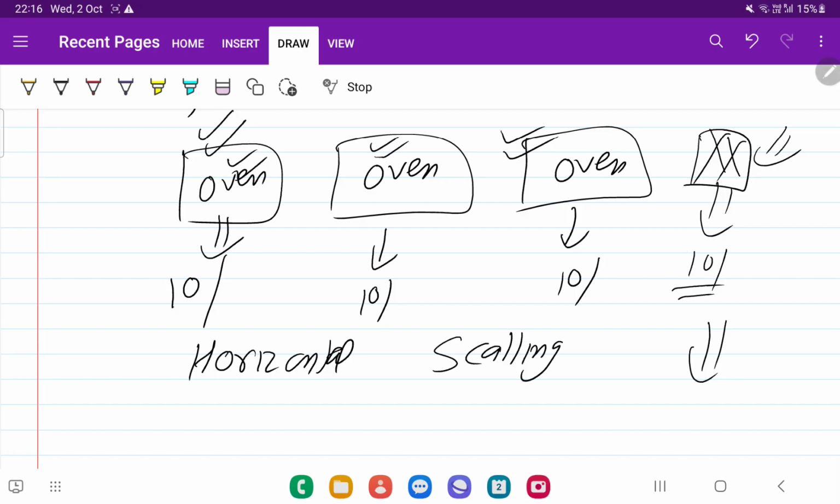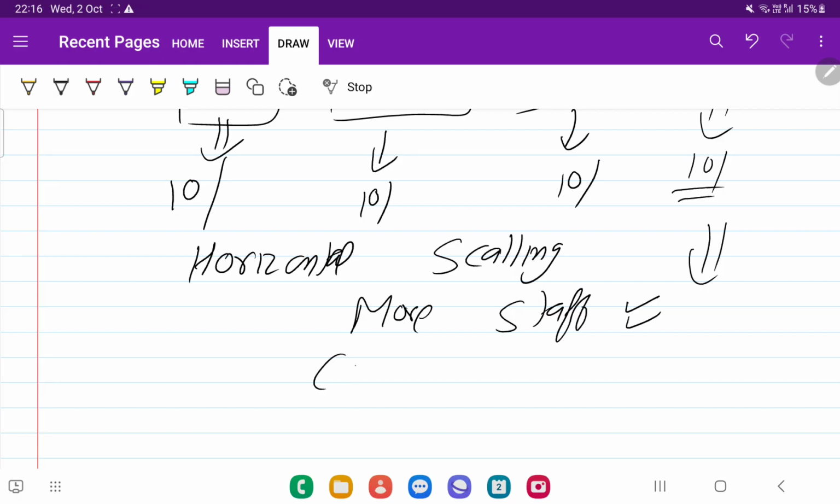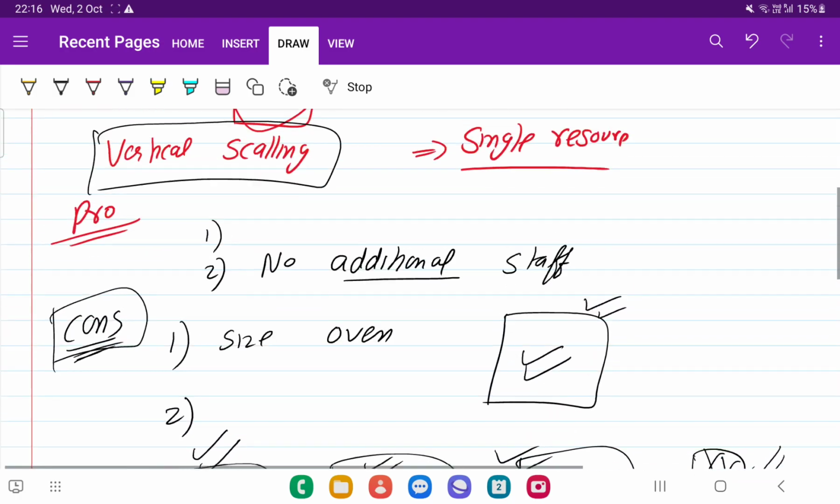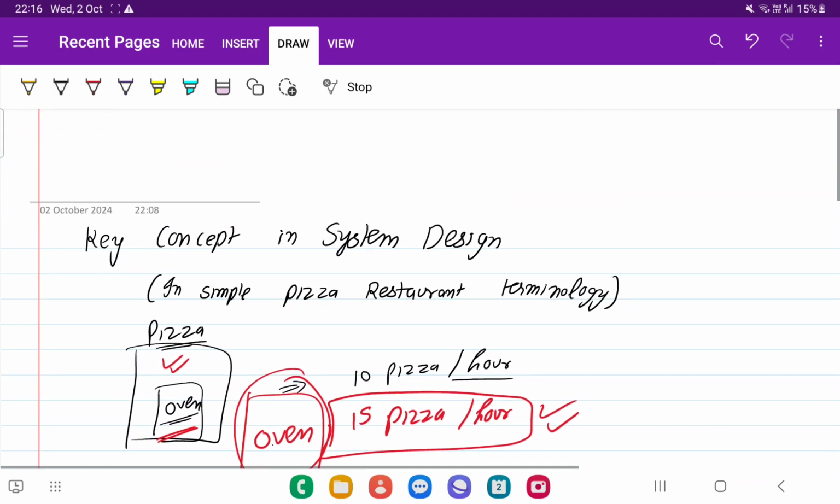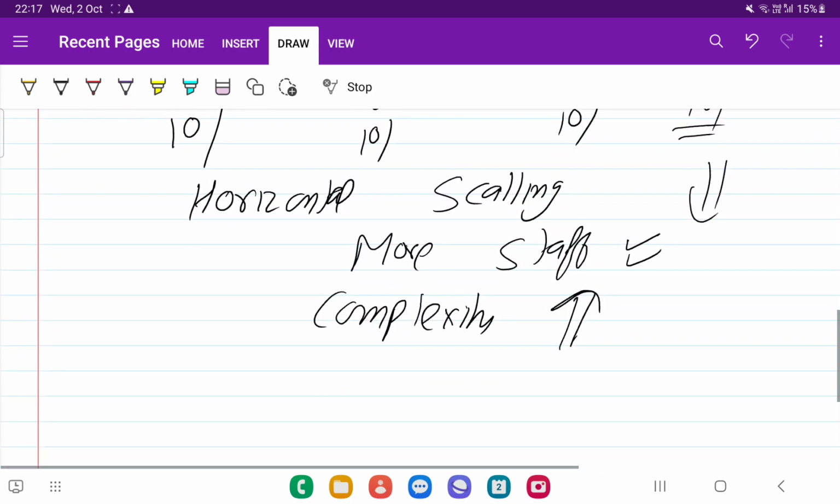But now there are 4 ovens, so you require more staff. Okay, you require more staff to handle the pizza. So I would say that complexity is going to increase here, because if there are more ovens and more staff, then the complexity in management will increase. So this is how we can say that there are two concepts that we have learned till now: vertical scaling as well as horizontal scaling.